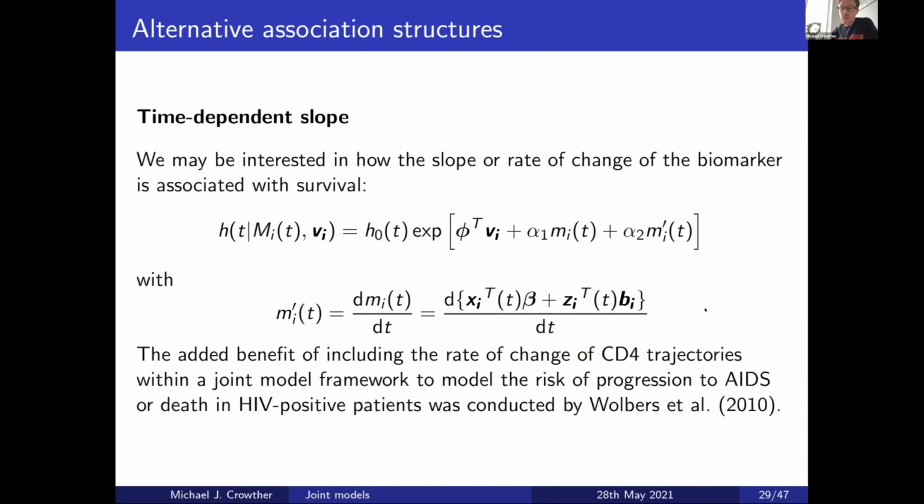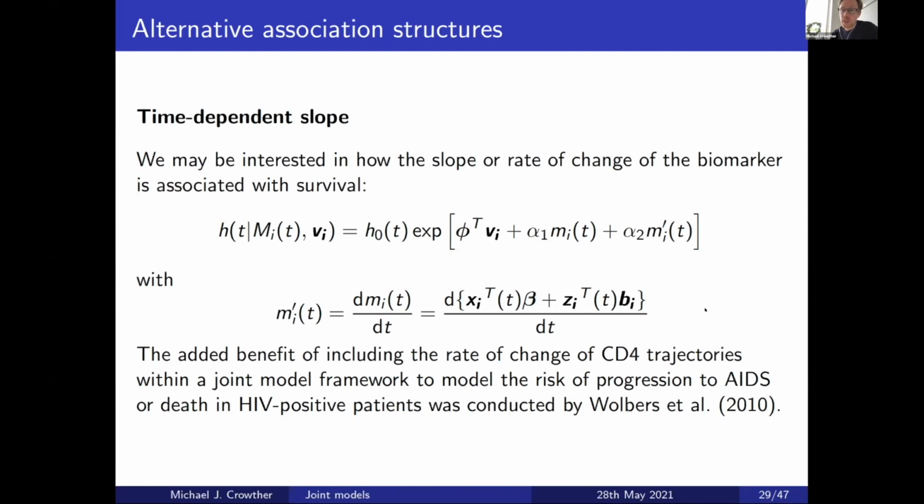Now, I mentioned a few at the start. There's lots of other ways to link the longitudinal and survival processes. I've talked about current value. Now I'm going to mention current slope. So we may not just be interested in absolute values of the biomarker. Higher values increase my risk of death in the example we've looked at so far.